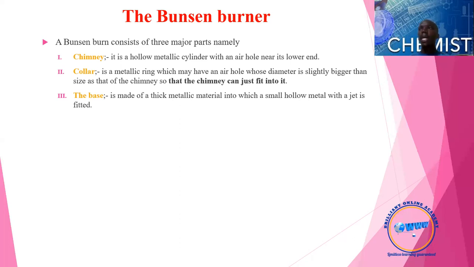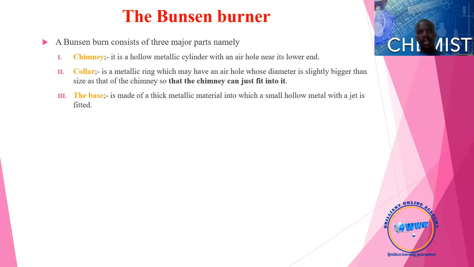Then we have the collar. The collar is just a ring, for example the wedding ring. We can call it a collar because it is a circular ring. We will state its function later. Then we have the base. The base is just what helps an object to be in its stationary position, to make it stable. That is that.